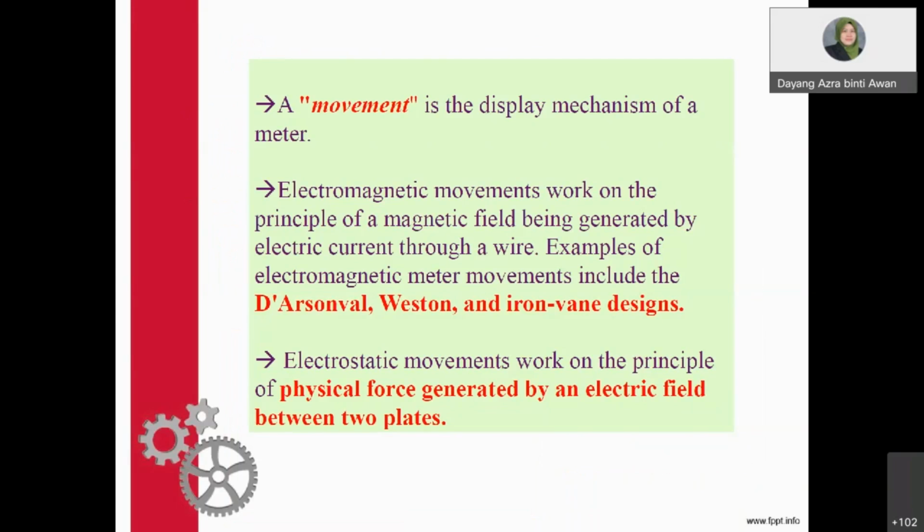Okay, so a movement is the display mechanism of a meter. Electromagnetic movement works on the principle of a magnetic field being generated by electric current through a wire. Examples of electromagnetic meter movements include the d'Arsonval, Weston and iron vane designs. Electrostatic movement works on the principle of physical force generated by an electric field between two plates.